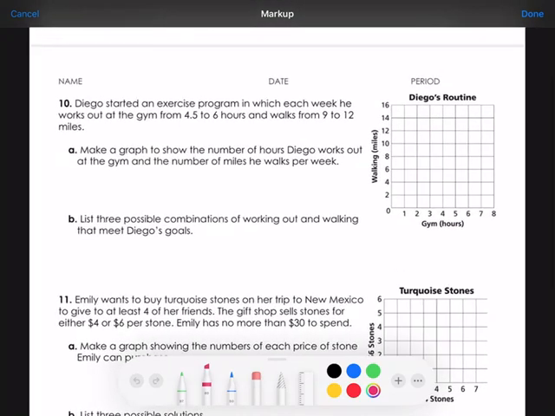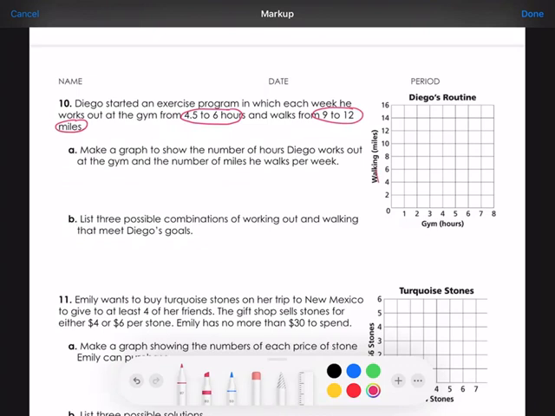So taking a look at number 10, and I'll say right away if you want to work ahead on this, this one's going to be set up similarly to the one on the guided notes that we did. So it says, Diego started an exercise program in which each week he works out at the gym from 4.5 to 6 hours and walks from 9 to 12 miles. It says, make a graph to show the number of hours Diego works out at the gym and the number of miles he walks per week.